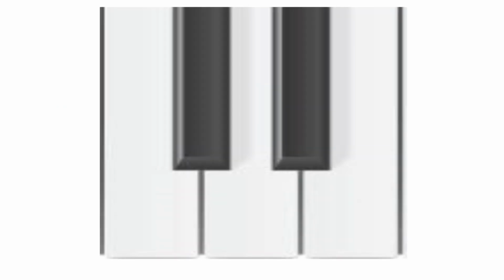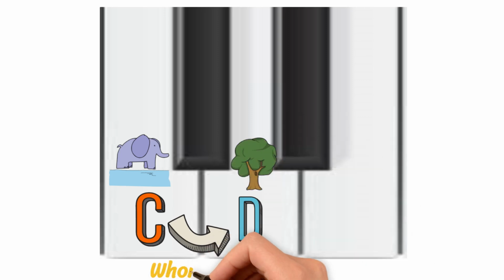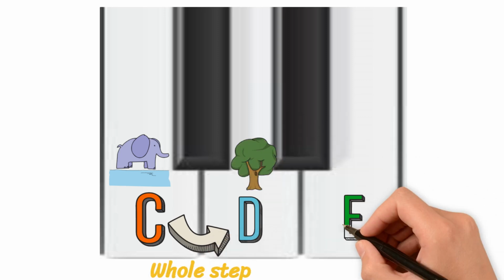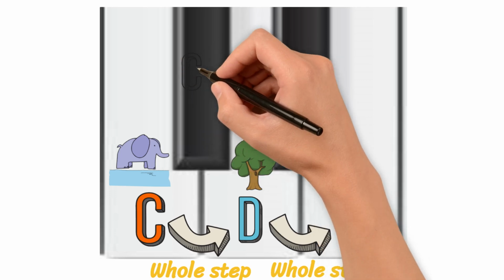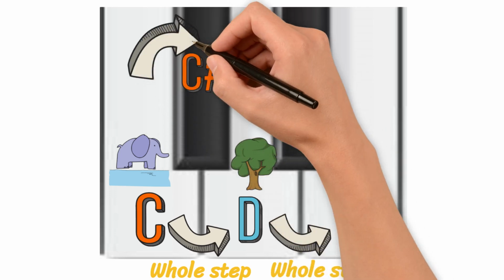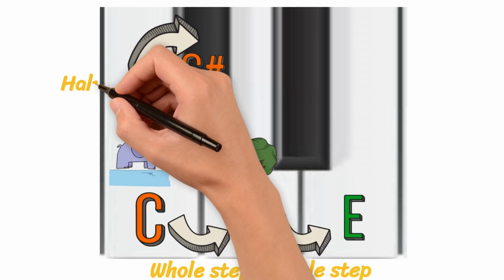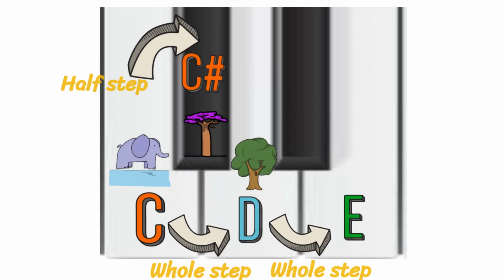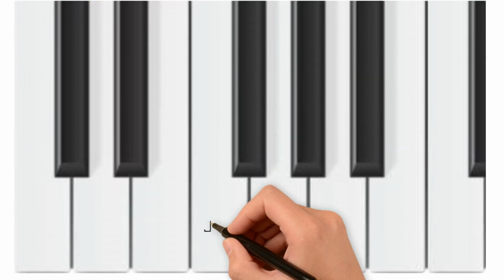When you move from C to D, it's a whole step, like the elephant going from the pond to the tree. From D to E is another whole step. You'll notice a black key between C and D, which can be called either C sharp or D flat. Moving from C to C sharp is a half step, similar to the elephant walking to the bush before reaching the tree. We can describe the sound between two notes using half steps and whole steps.